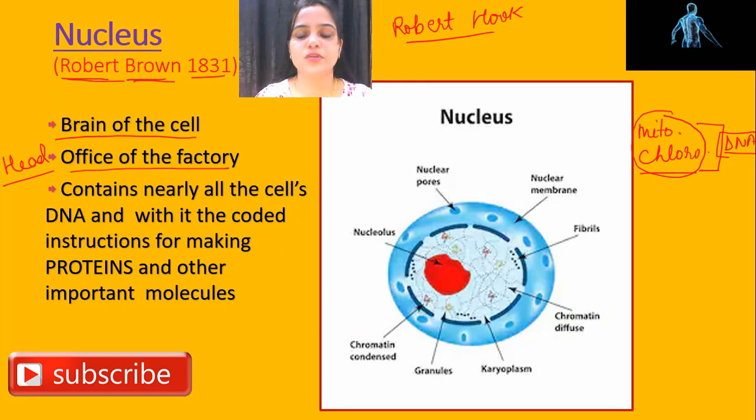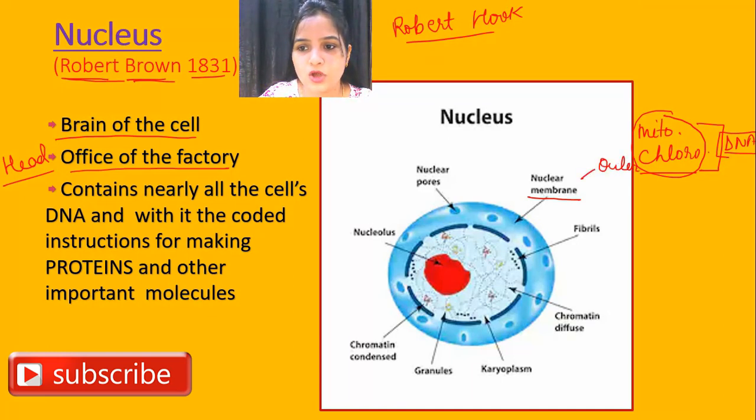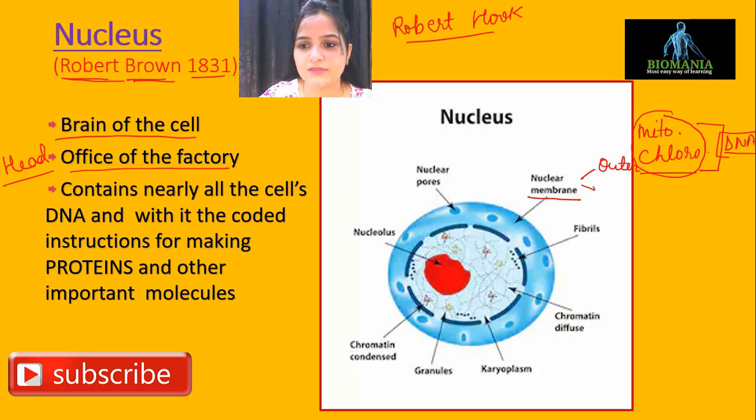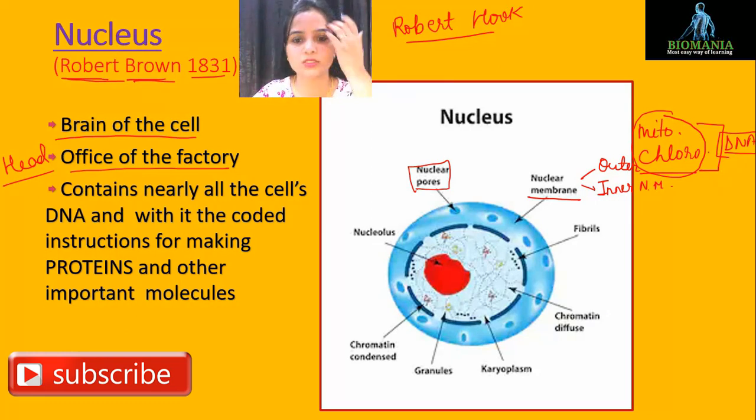Clear? Now comes the structure of the nucleus. Here you can see that the outer covering which is present here, that is the nuclear membrane. Here it is showing only one structure, that is the nuclear membrane, but actually it has two parts, the outer nuclear membrane, and the second one is the inner nuclear membrane. Now on that membrane there are tiny pores present. What is the function of that nuclear pore? I will tell you later in the video. You just have to remember right now that it contains small nuclear pores on it.